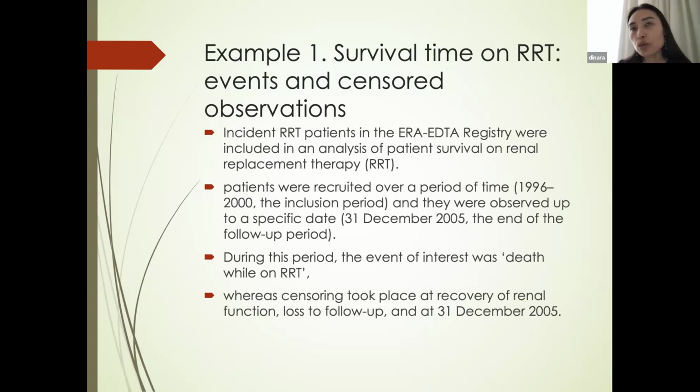So one of the examples. Let's say you have the cohort of patients on renal replacement therapy. You recruited them from 1996 to 2000, and you observed them. You followed them till December 31st, 2005. So this is the end of follow-up period. And your event of interest is death while on renal replacement therapy. So the censoring takes place at recovery of renal function, loss to follow-up, or December 31st, 2005.